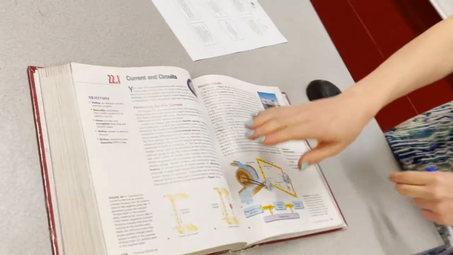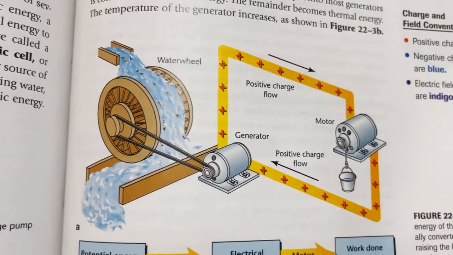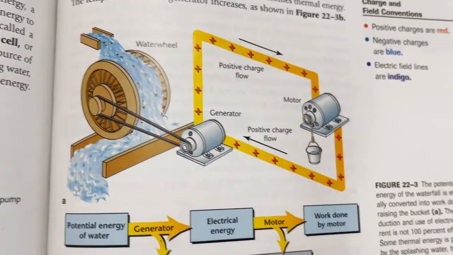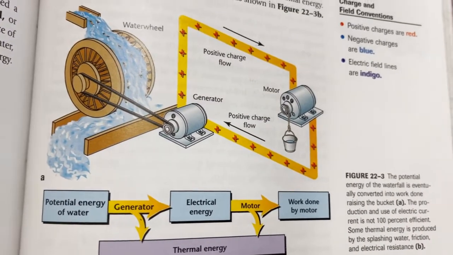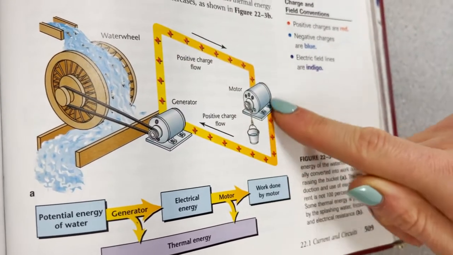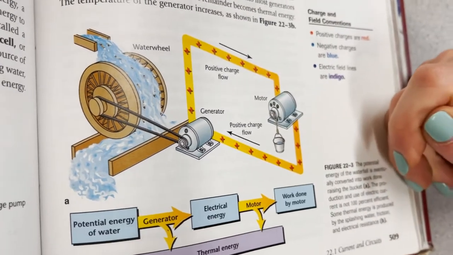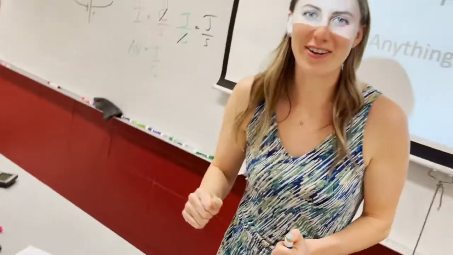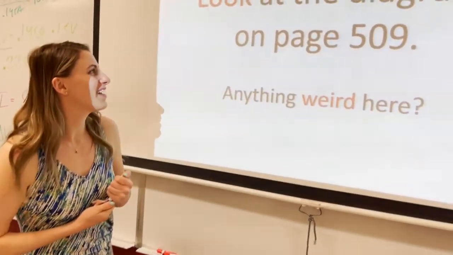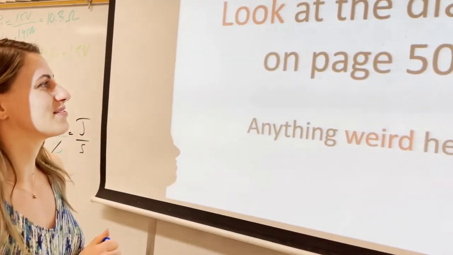Okay, and the question is, anything weird here? Page 509. So this is kind of like a circuit, right? That's what they're showing here. Now, what do they have flowing in the circuit? Positive charge flow. What the heck? We have been talking about electrons, Miss Moore. What is going on? And so, why are there positives there?